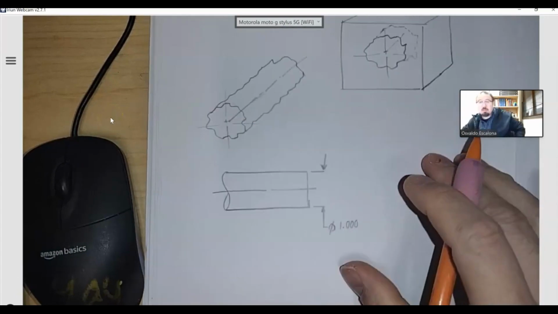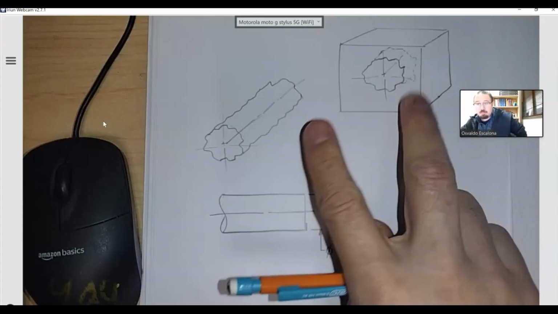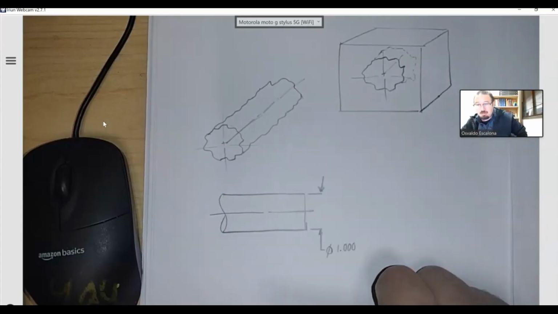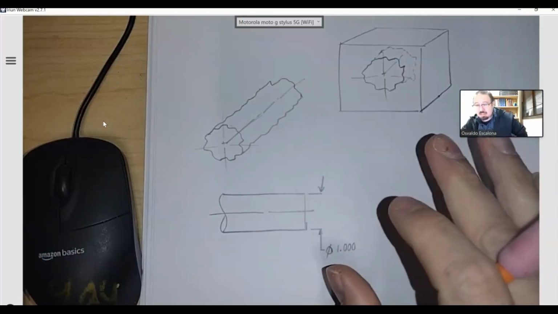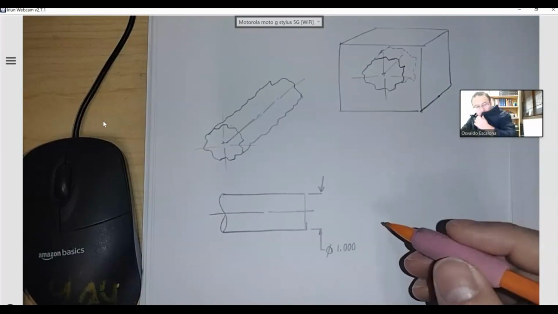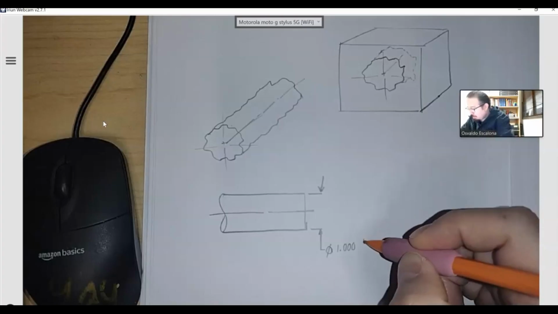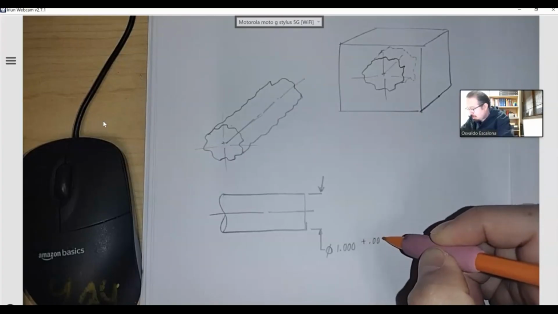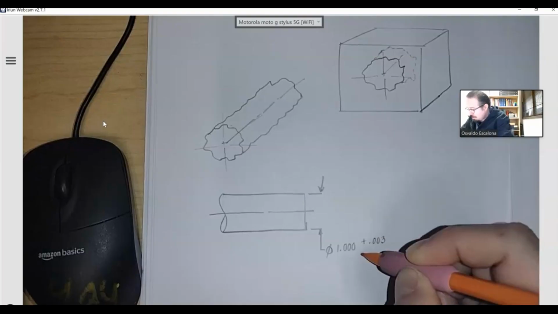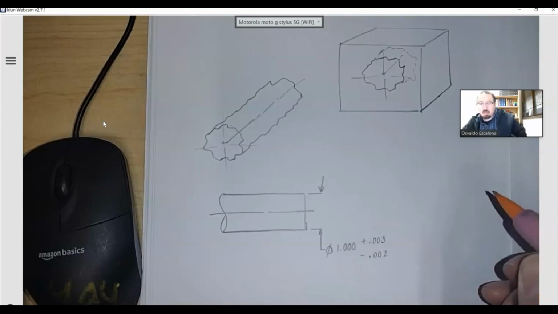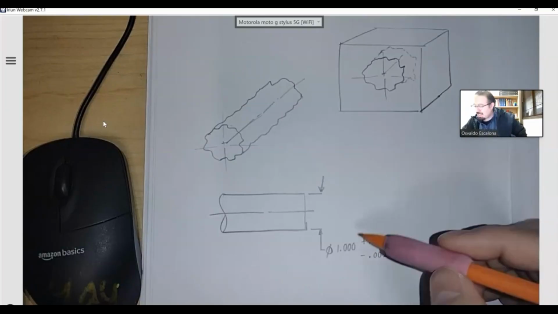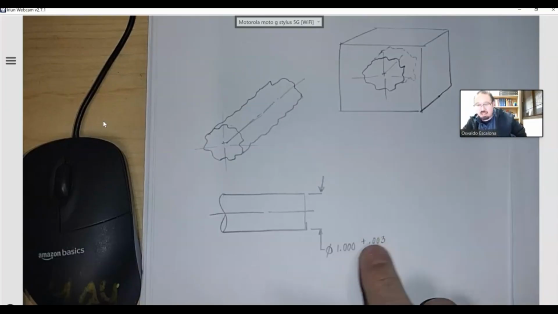But also, if I want to have things that are going to be mating with each other, I want to give them a little plus and minus. The little plus and minus is going to be an important plus and minus. Let's say that I make it plus 0.03 minus 0.002. That could be any number, right? What is this telling me? It's telling me how bigger it can get and how smaller it can get.